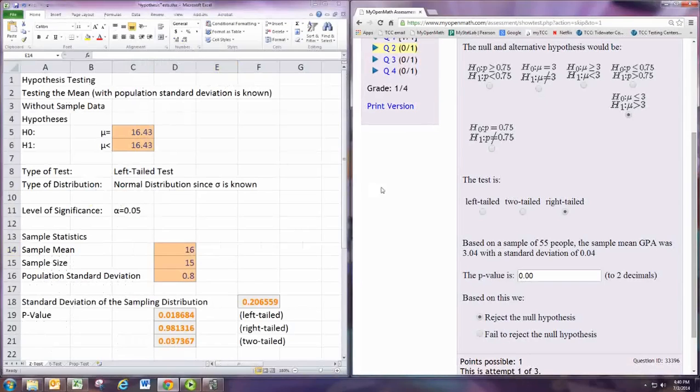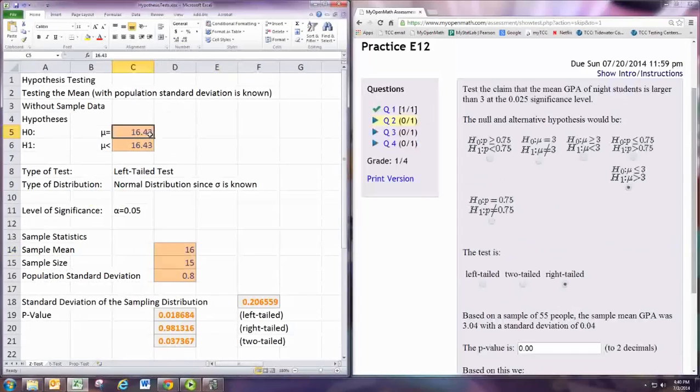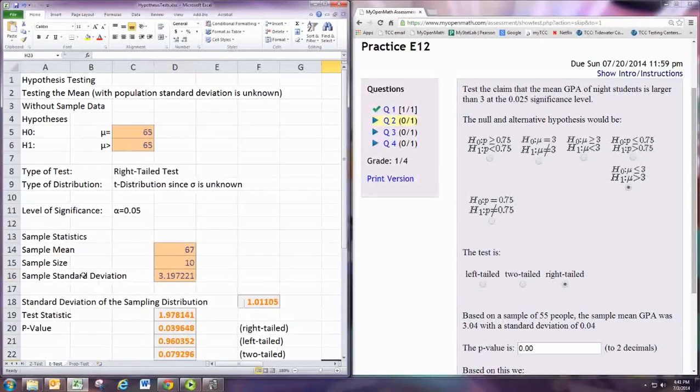Using Excel, we can put in the 3 and the sample mean is the 3.04. Sample size is 55. Oh, this is the z-test. T-test. 3. Sample mean, 3.04. Sample size is 55. Standard deviation, 0.04.